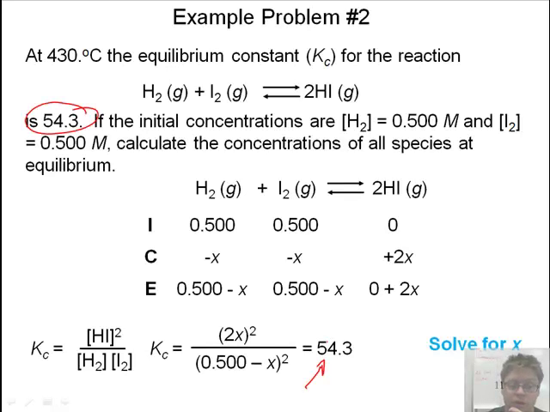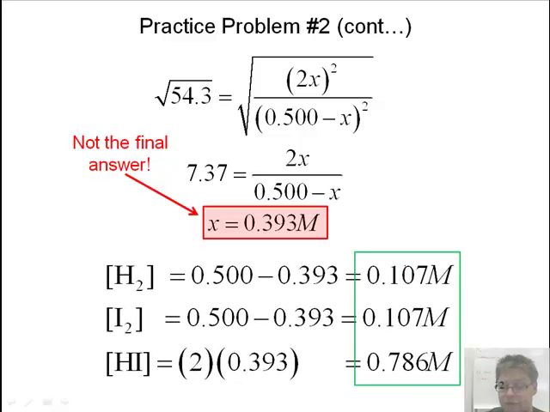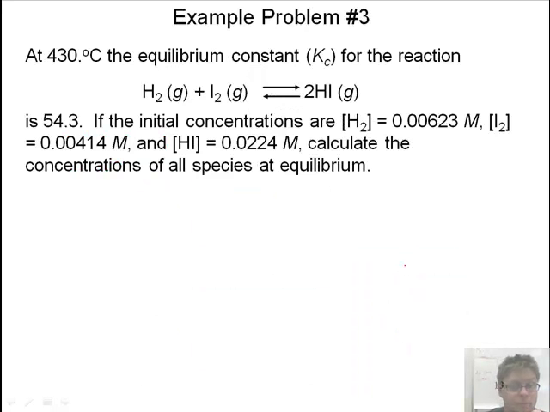What are we looking to do? Let's calculate the concentrations of all species at equilibrium. X is none of the species, right? But you have to plug it in to get your final answers. So that's not your final answer; you plug it in and get your final answers for hydrogen iodide and hydrogen iodide. And those are your final answers there.